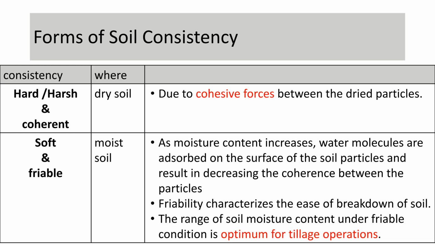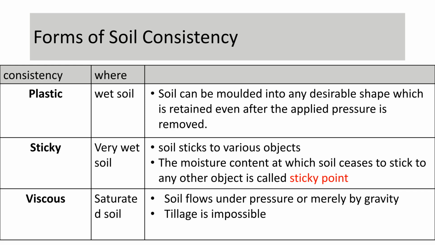Forms of soil consistency include hard, harsh, and coherent in dry soil due to cohesive forces. Soft and friable consistency occurs in moist soil, where water molecules decrease the coherence between particles. Friability is best for tillage operations. Plastic consistency in wet soil allows it to be molded into a shape that is retained. Sticky soil adheres to objects, and the sticky point is the moisture content when soil ceases to stick. Viscous soil flows under pressure or gravity, making tillage impossible.